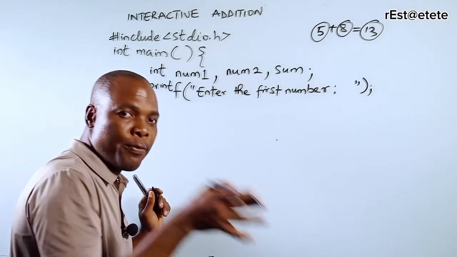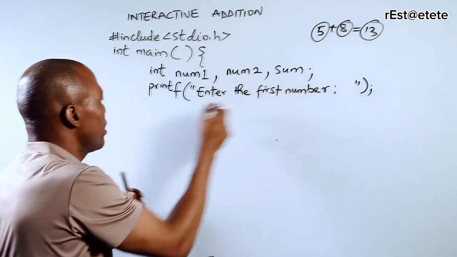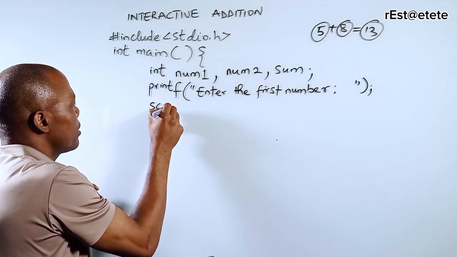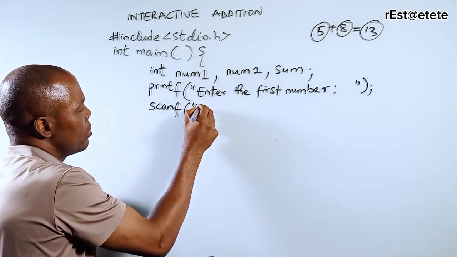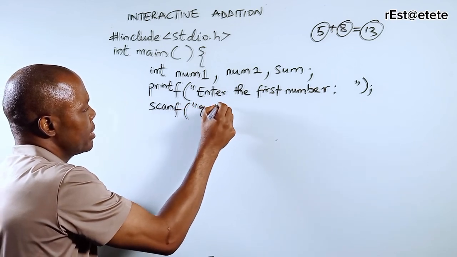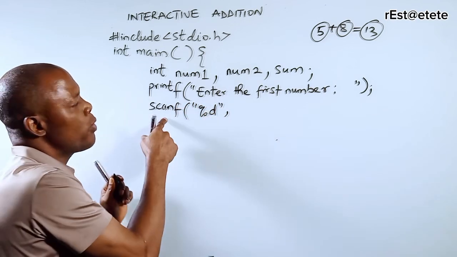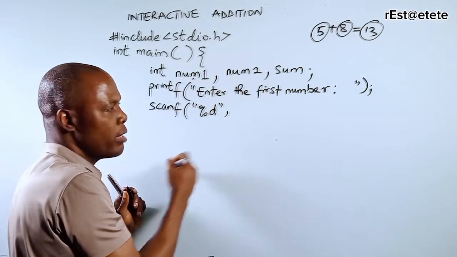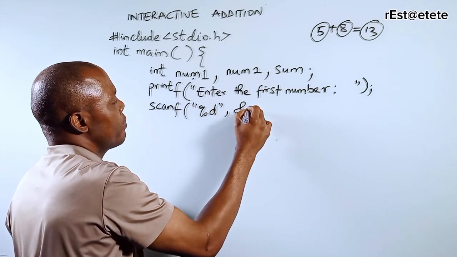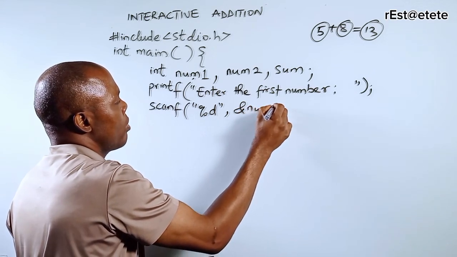Now, when I enter that first number, another function will receive it, scanf. Scanf will receive it. So %d, comma, where will it store it? It will store it in the address of this variable, so address of num1.